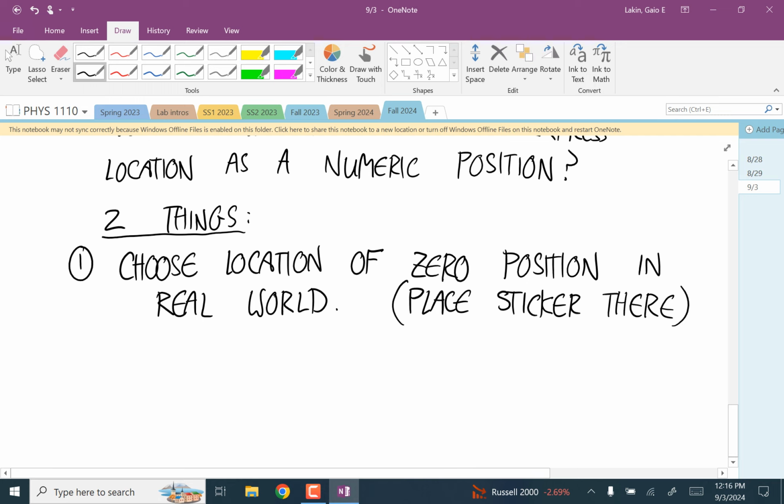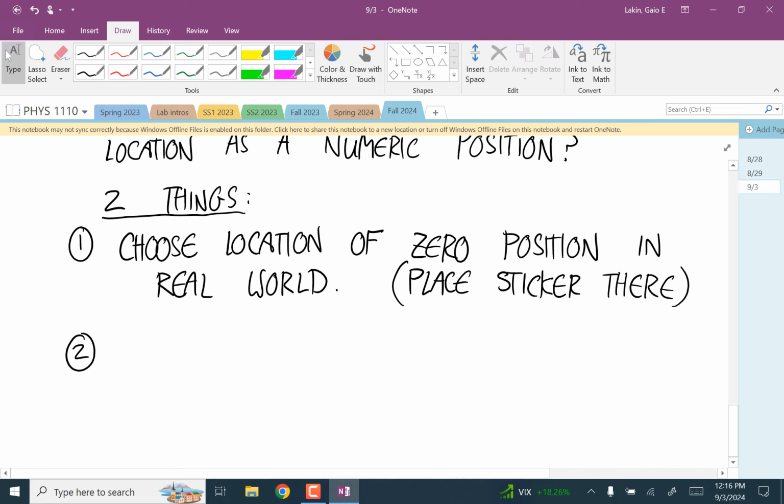And the second thing that you have to do is you have to choose. Now, remember, we're moving along a line, so there's only two directions we care about. And we have to decide which of those two directions we're going to call positive and which one we're going to call negative. Okay. So we have to choose a positive and negative direction. You could think of it as just choosing the positive or just choosing the negative. Then the other one would just be the opposite direction.